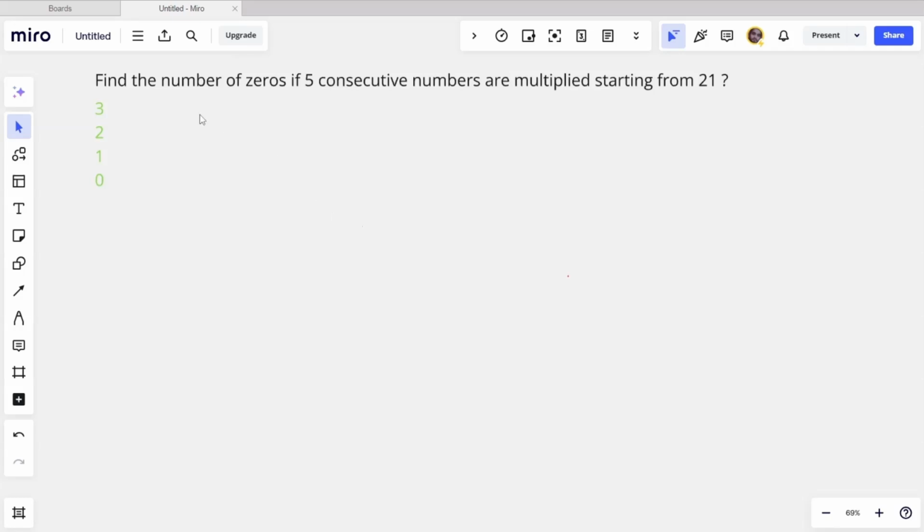So as you can see, this is the question: find the number of zeros if 5 consecutive numbers are multiplied starting from 21. Basically it is saying that, let me tell you first what is the meaning of consecutive. Consecutive is nothing but one after another.